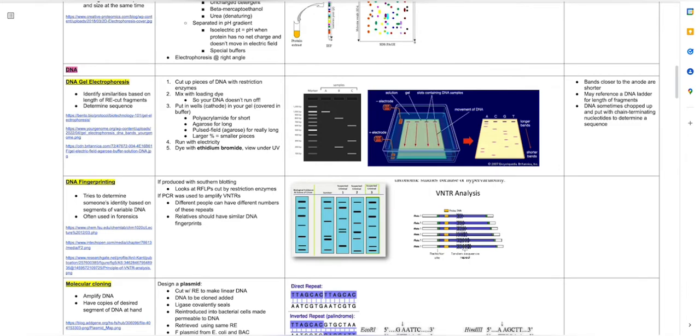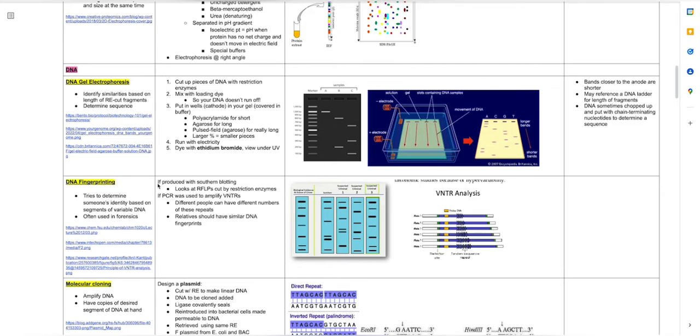Okay, so next up is DNA fingerprinting. What DNA fingerprinting tries to do is determine someone's identity based on segments of DNA that vary in people. So people have really similar DNA, but there's just a few segments that are different, right? And those kind of make us who we are. So it analyzes those portions of DNA to see if you can identify certain people. And it's often used in forensics to, I think, rule out suspects for a crime.